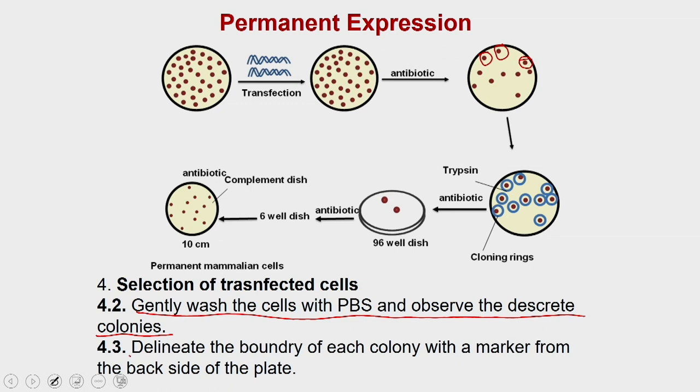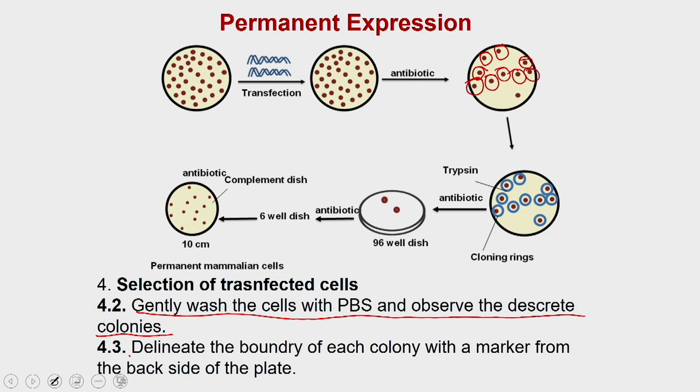Now, since you got these dishes, a cell culture dish has a plate-like thing, and from the back side you take the marker and encircle the places where you have the colonies, like as I am doing now, right.